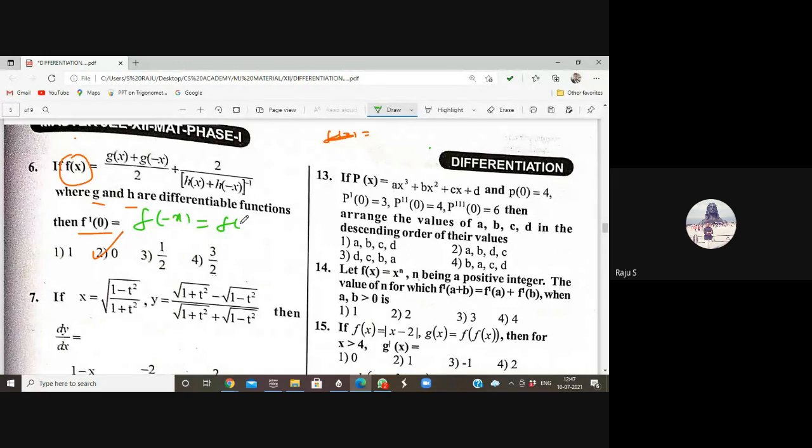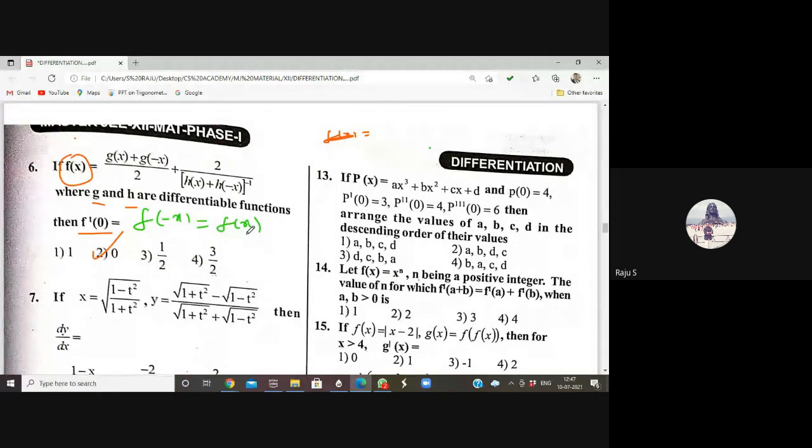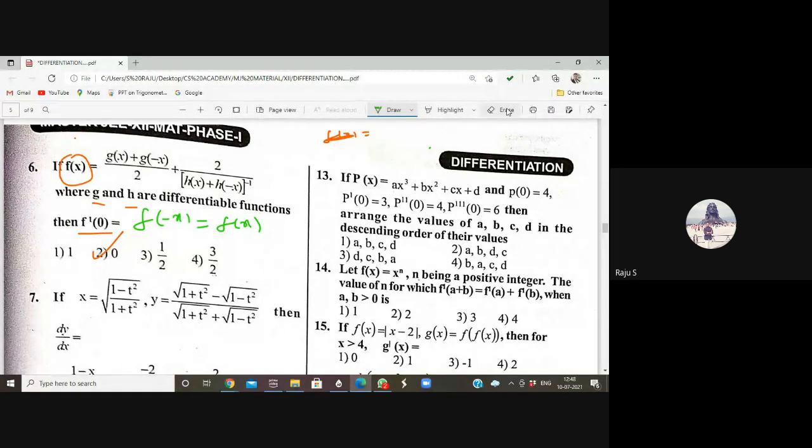Is it equal to the given function, the same function or not? That you have to say. Tell me. Is it the same or not? So this can be written as (g(x) + g(-x))/2 + 2 times (h(x) + h(-x)). The inverse is given here.